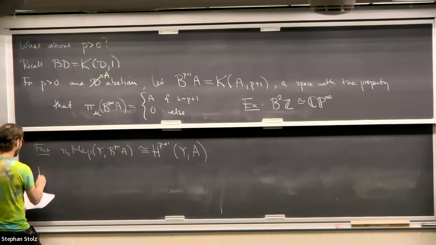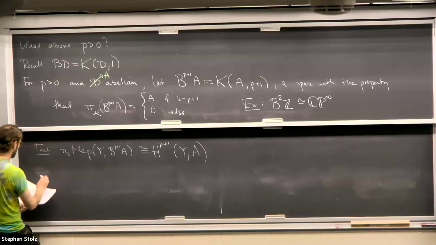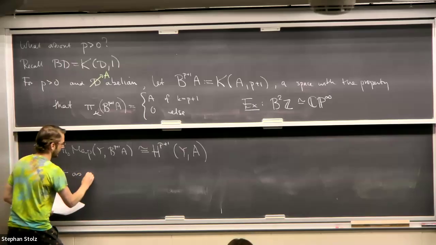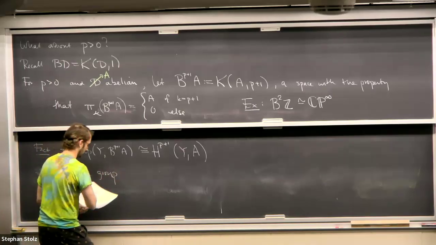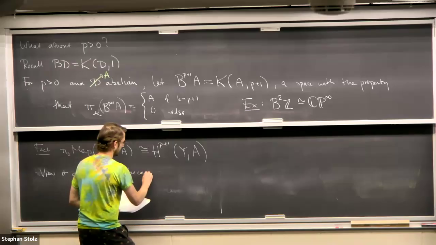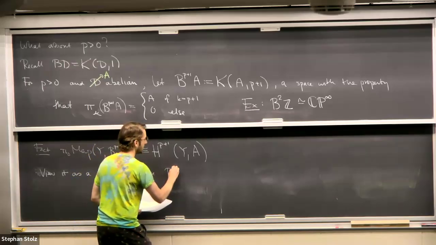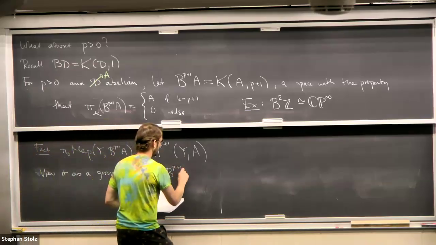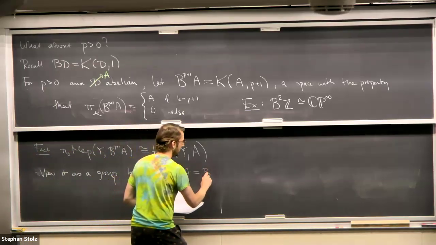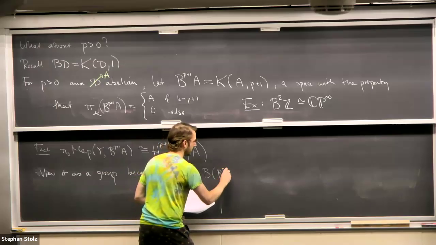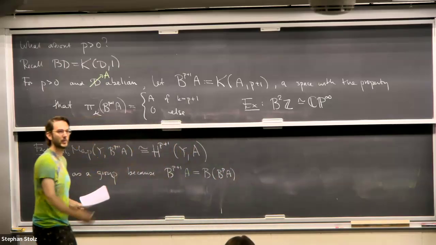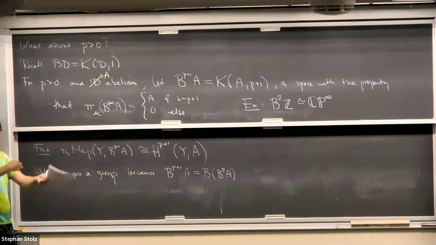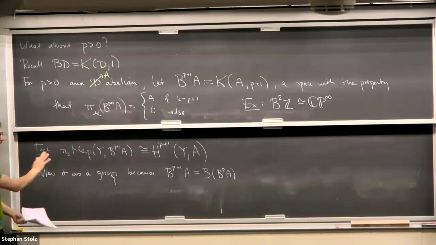So another cool fact, or just assert, view it as a group. If you set up, there's a functor B if you're careful enough, and B of P plus 1 of A is B applied to B of P of A. You can do this iterative process. So A started out being an abelian group, you just keep applying B and it's still an abelian group. It's some sort of higher abelian group.